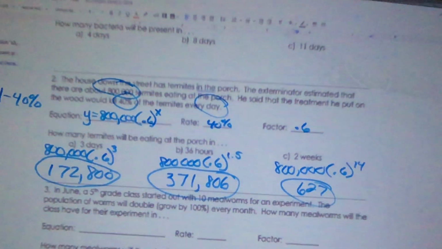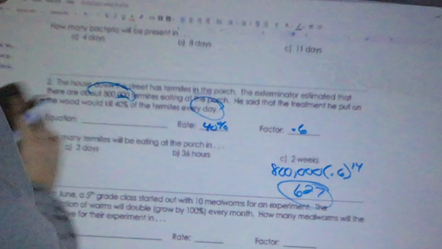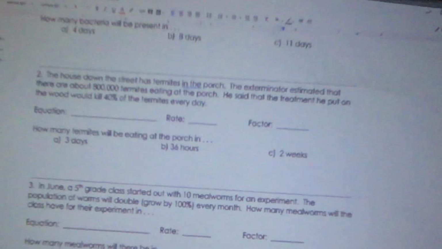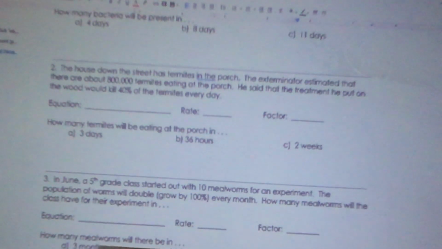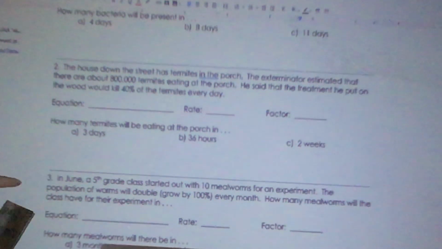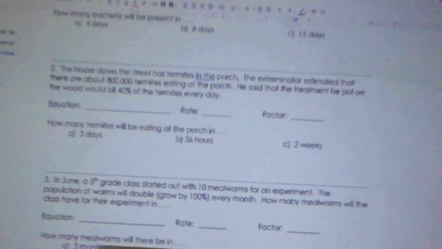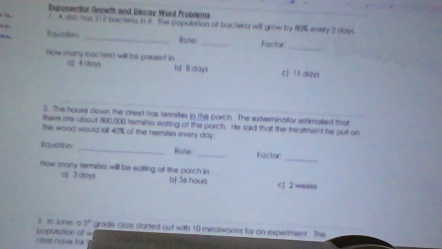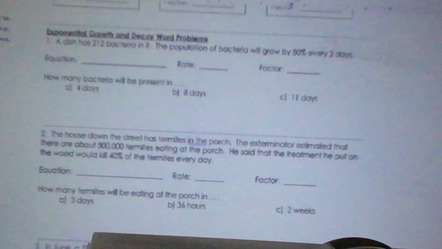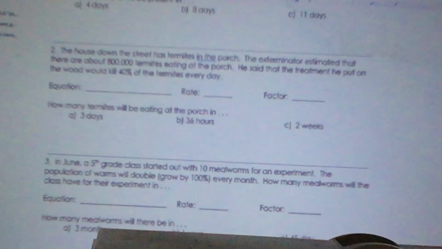And then our final example, can you raise that up? Raise that up, hon. Nope. Oh, you can't go up any further.